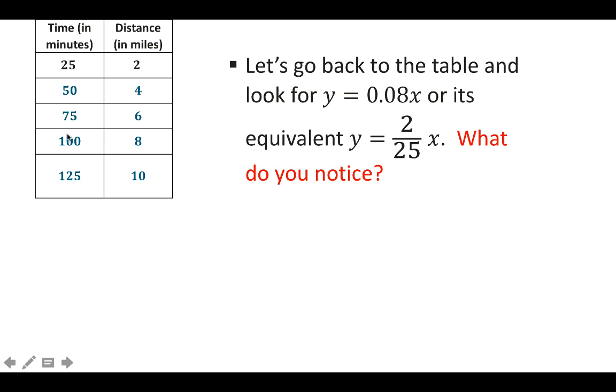Now let's go back to this table. I have explained everything. Look at the pattern here. Use this pattern to answer this question. What do you notice? I have explained in my previous video, and write down whatever you notice here.